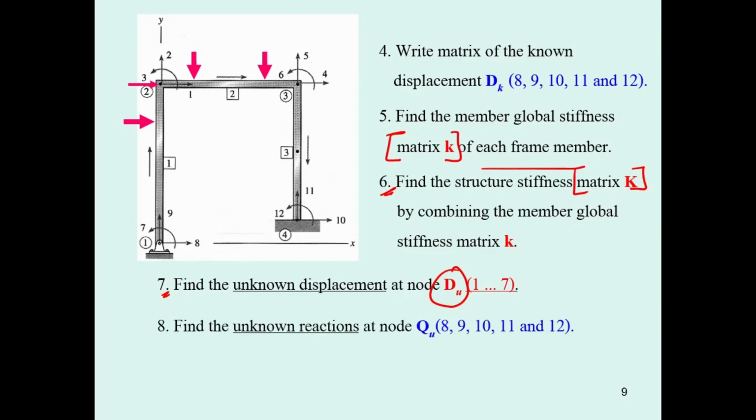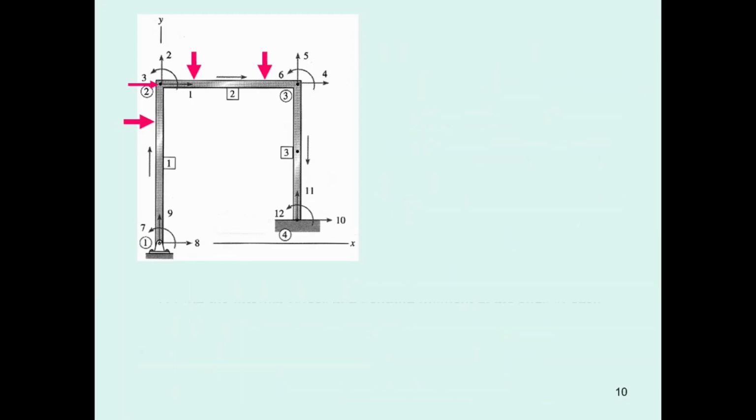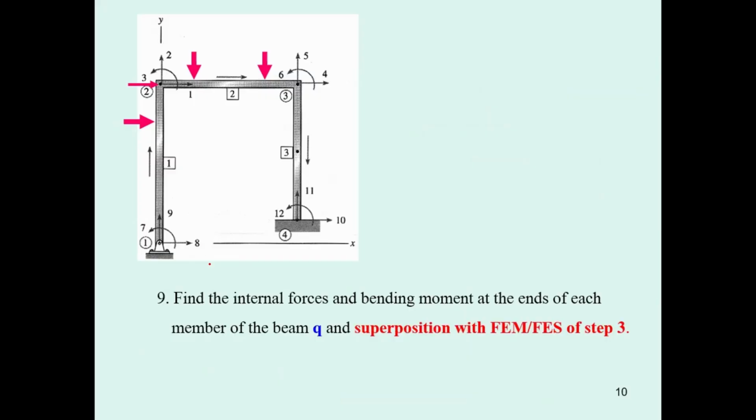However, when you determine Q sub U, the result of your matrix operation is not the answer. How come? From step number 3, you still have some fixed end moment and fixed end shear at the node. You have to use those in the computation for the reactions. There are some of them you use for the Q sub K, but the rest of them you have to use to determine the reaction. And then you will be able to determine the small q matrix.